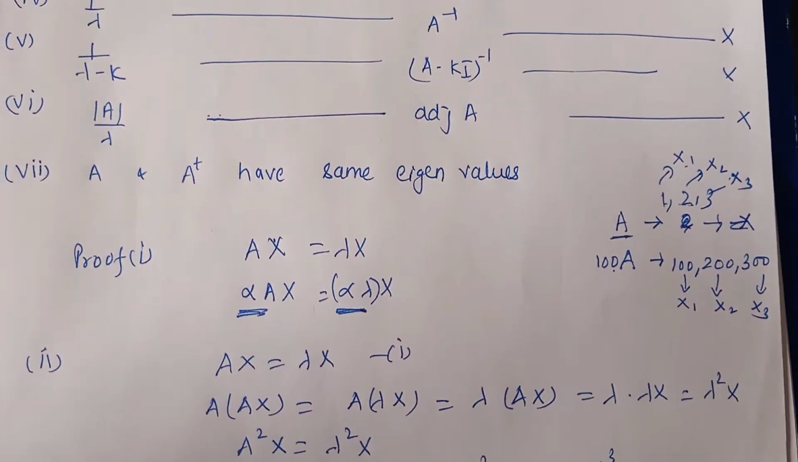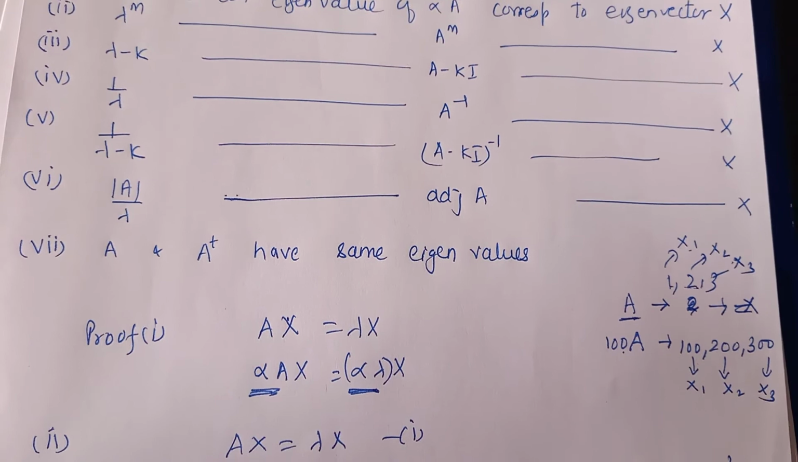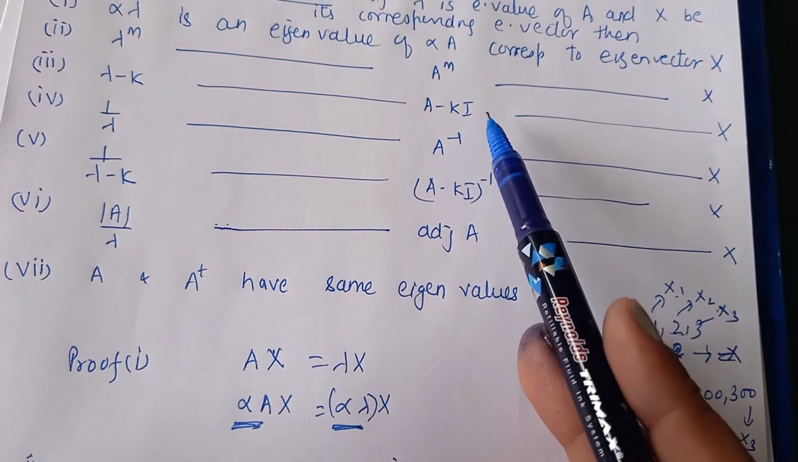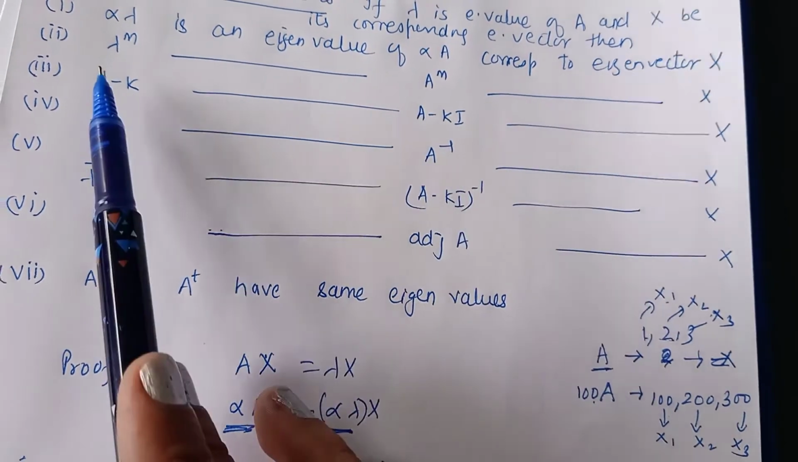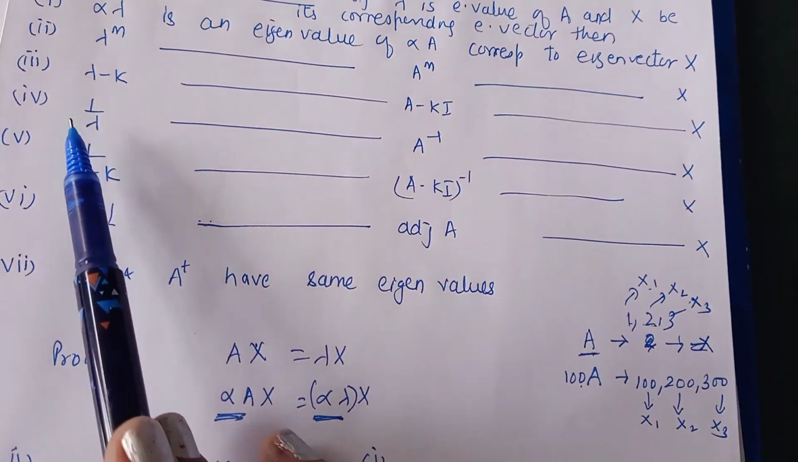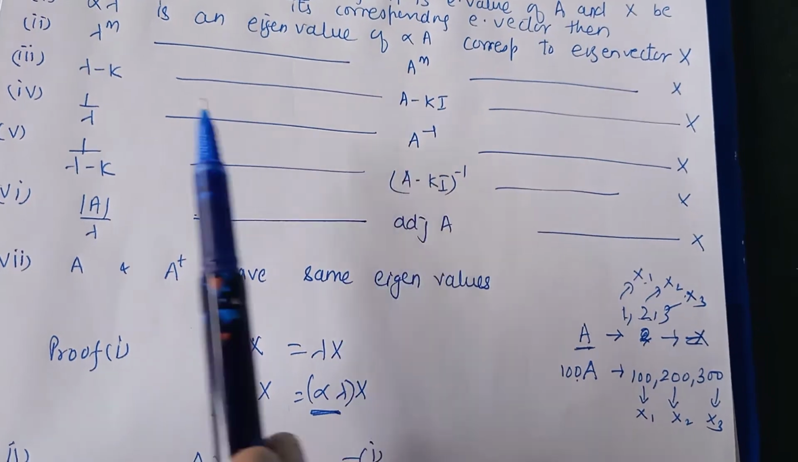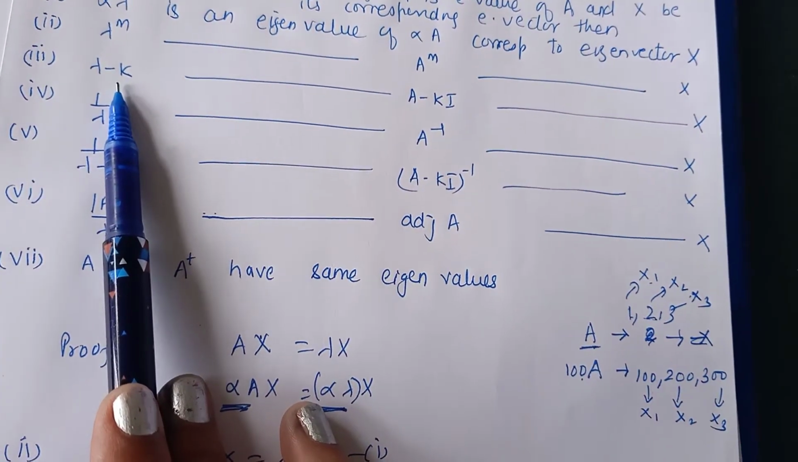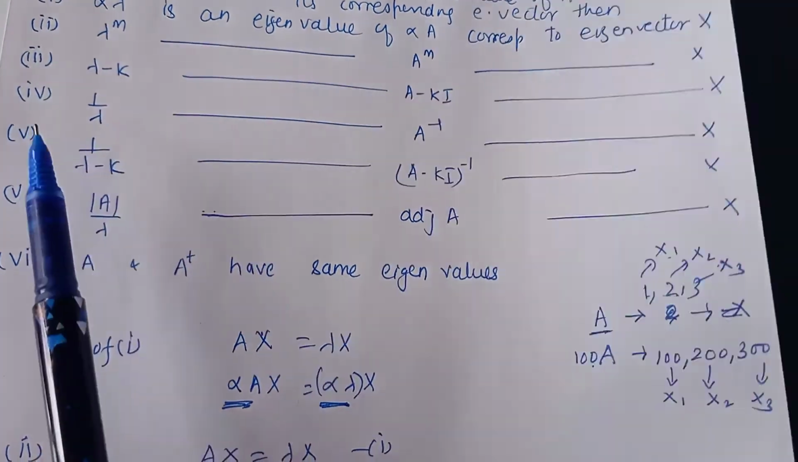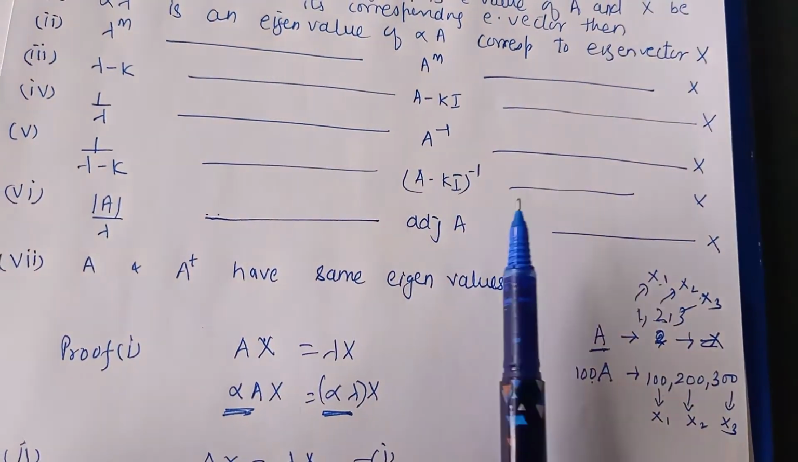So see the next property: lambda minus k is an eigenvalue of A minus kI. I think this can be easily proved. This and these two properties can be proved by combining this property. So I will prove this third and fourth for you, and leave 5 as an exercise.